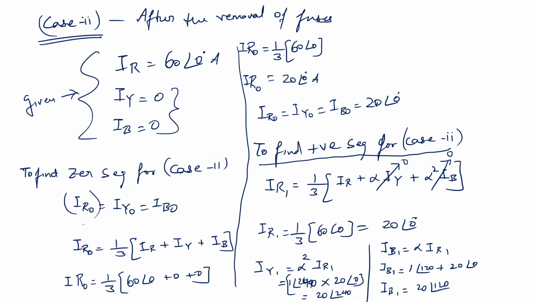What is next? So we got zero sequence, we got positive sequence, and what is next? Can we go for negative sequence? Yes, sir. Okay, so for negative sequence for case 2, tell me, is this IR1 or IR2? Please tell me, for negative sequence.